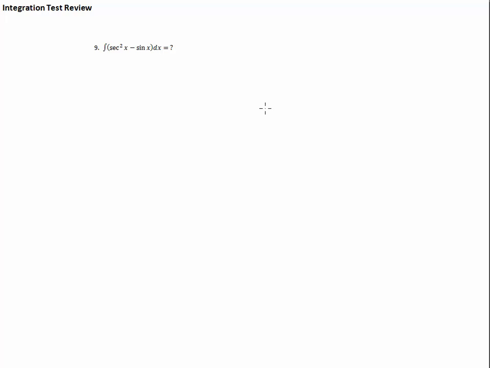Question 9. Okay, this is an indefinite integral. There are no bounds. Let me blow this up a little bit. So we've got secant squared of x minus sine of x dx. Now just looking at this, I can take them separately. I know the antiderivatives of both of these, at least I should. So I don't need to worry about u substitution. U substitution is just to help us when we don't know what the antiderivatives are, but in this case I do.